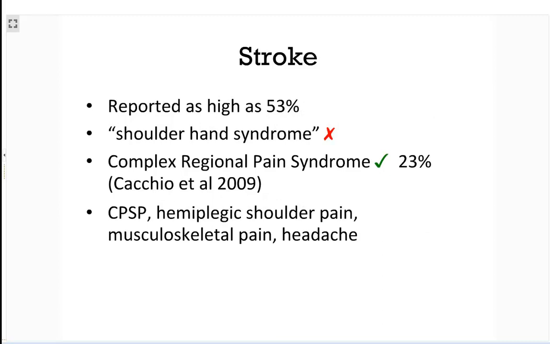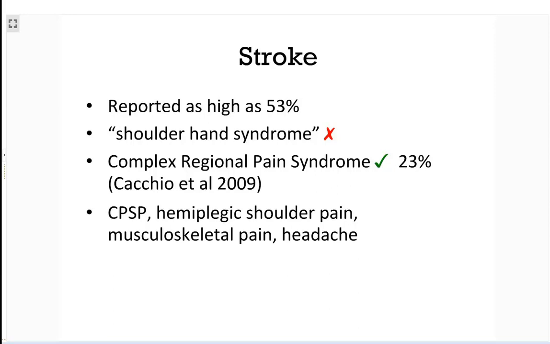If we now look at stroke, the topic of the day, presence of chronic pain in stroke is usually reported at around 45 to 50, as high as 53%. So essentially double that of the non-stroke population, the general adult population in Australia. But some of our terminology when we're referring to this lacks some consistency, and there's still lots of mentions of things like shoulder-hand syndrome and terminology that puts us slightly apart from what's being utilised in the pain science literature around the world.